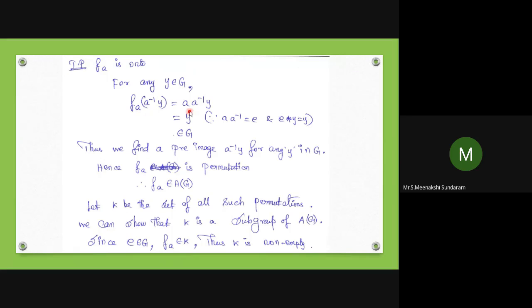So A inverse Y belongs to the set G. A inverse Y equal to Y belongs to G. Thus, we find a pre-image A inverse Y for any element Y in G. So if Y is an element in G, its pre-image will be A inverse Y. So hence f_a is a permutation.